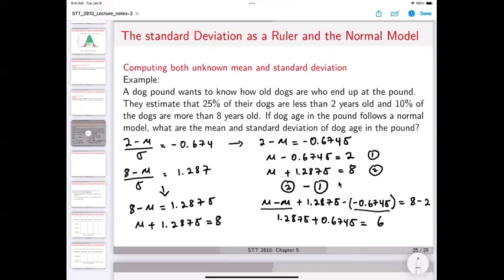So if we add these, what do you get? 1.287 plus 0.674. It is like adding 2x plus x, which gives you 3x. It is the same idea here. This sigma is just a variable. Is that okay? And so this gives you 1.956 sigma equals 6.